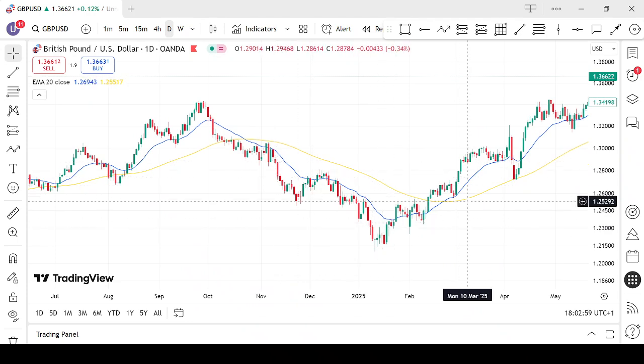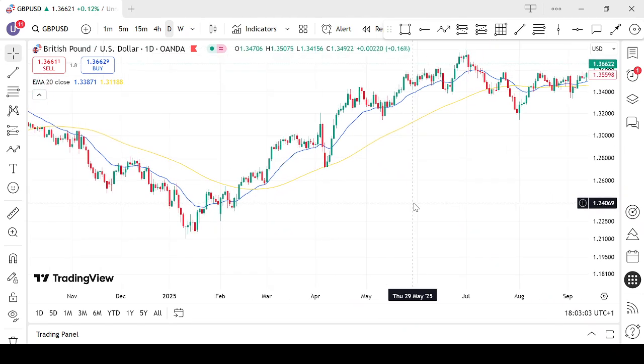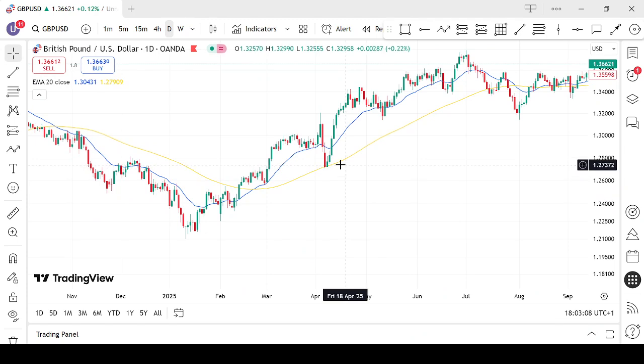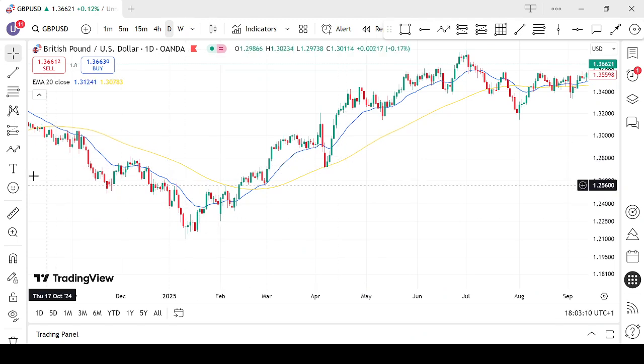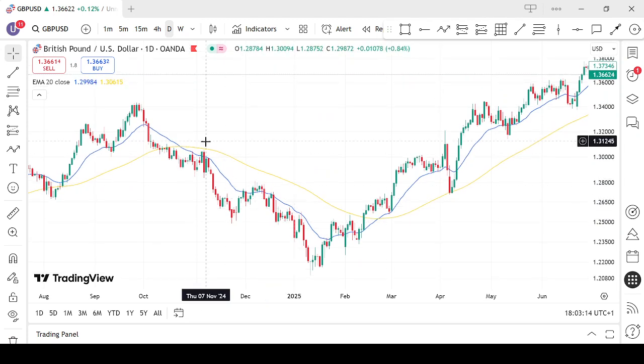We can also make use of the relative strength index when it's above 50 to confirm a valid uptrend, and when it's below 50 to confirm a valid downtrend. These are the indicators you can use to confirm the direction of the market.